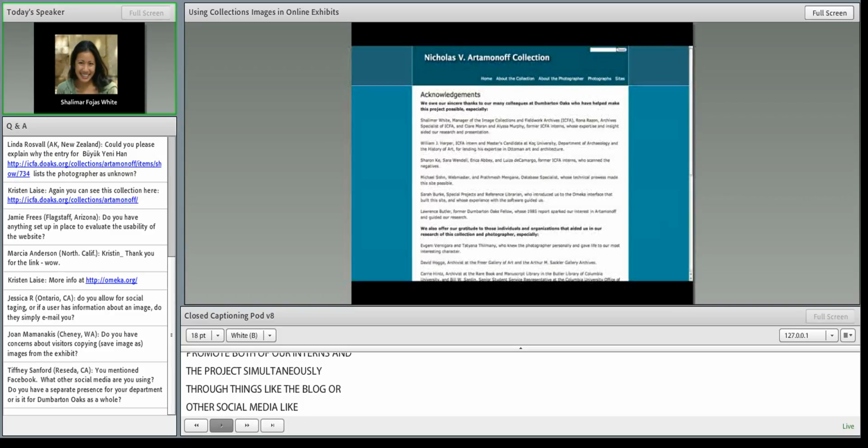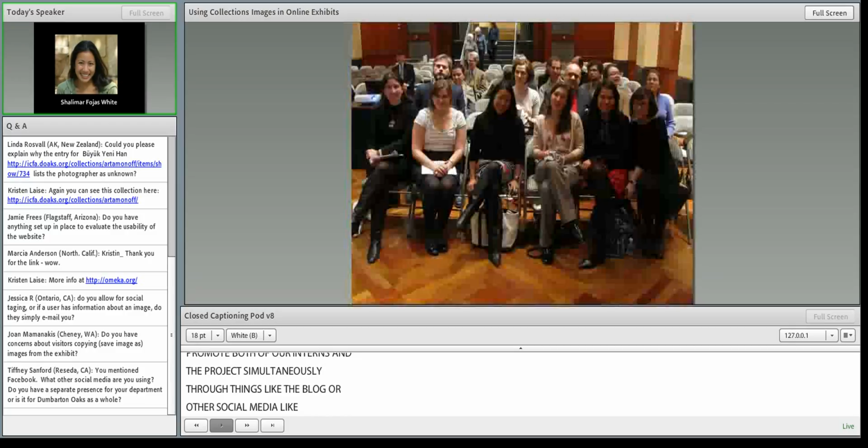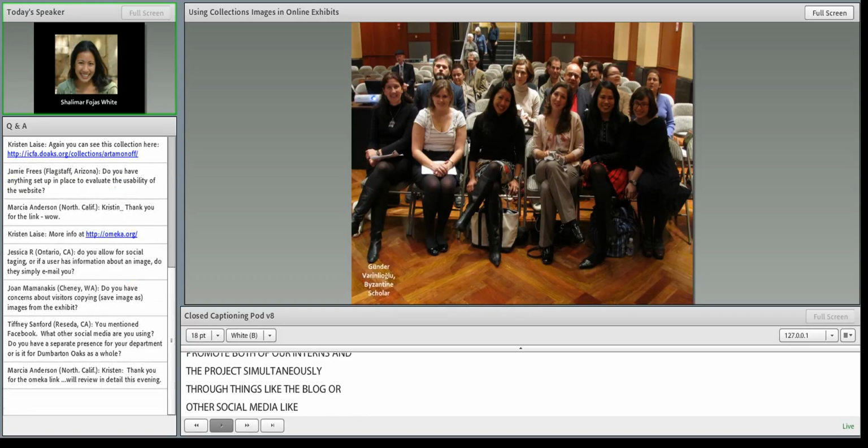So as you can see from the long list of acknowledgments on the project site, this was truly a team effort. In the end, the most valuable outcome of the Artamonoff project was that team building. By setting an achievable goal with clearly defined roles and taking advantage of the professional strengths of each staff member, a small team of a scholar and intern working with librarians and an archivist was able to pull together a project that no one person had the expertise to pull off alone.